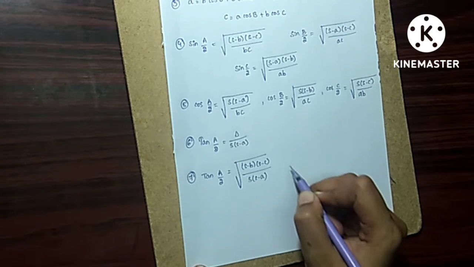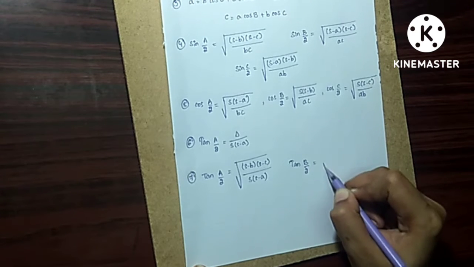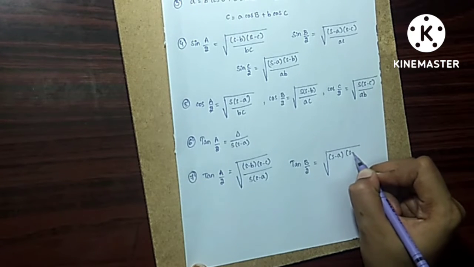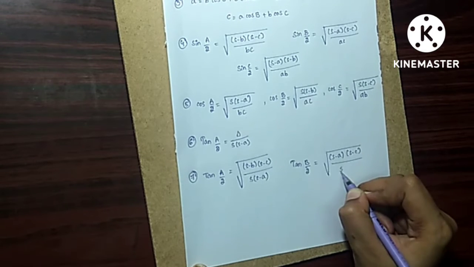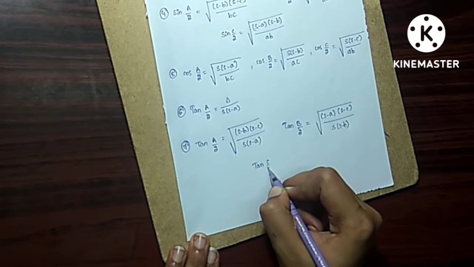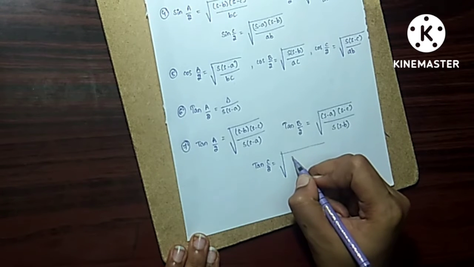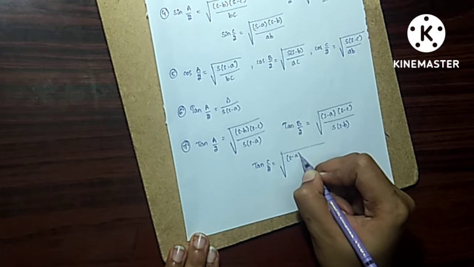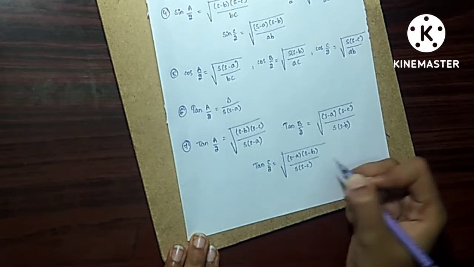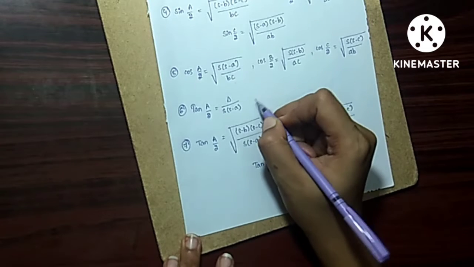Similarly, we will write tan B by 2 also. What is tan B by 2? Come on, everybody has to speak. Root of (s minus a) into (s minus c) by s into (s minus b). Now students, everyone has to say the tan C by 2 formula. What is the tan C by 2 formula? Very good. Tan C by 2 is equal to root of (s minus a) into (s minus b) by s into (s minus c). In this form, we continue the sixth formula with tan B by 2 and tan C by 2.